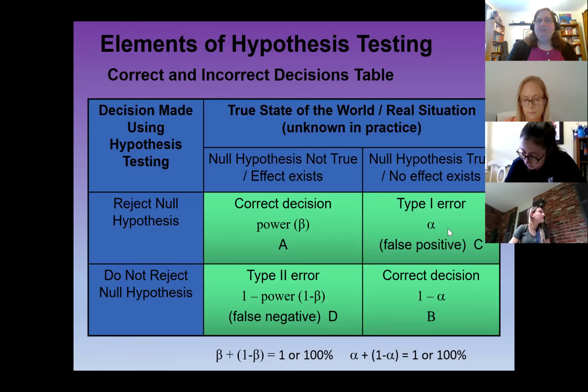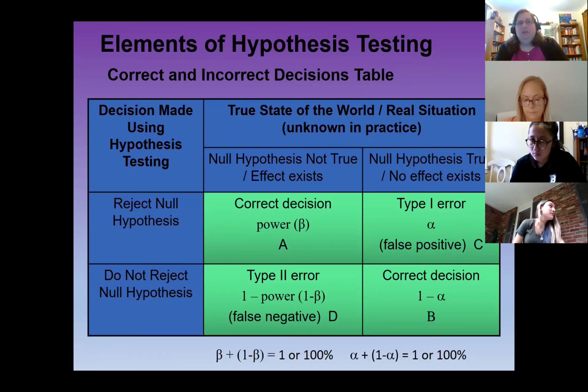The last case is the one we're really trying to avoid. It's when the null hypothesis is true, there's no effect, but I reject the null. In other words, there's no effect, and I say, I found an effect. That's type 1 error. That's a false positive. That's alpha. That's what we try to avoid at all cost. You do not want false positives in psychology.